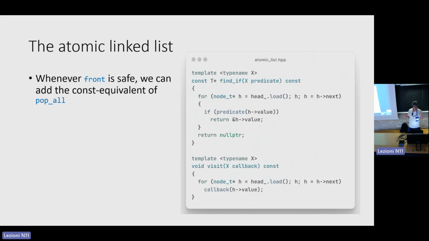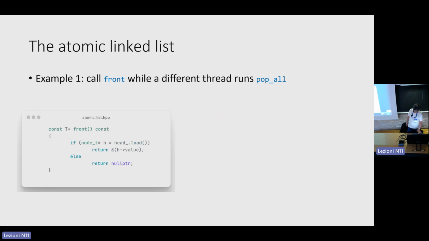Side note, whenever you think you can add front, you can add also find if and visit. Basically, they iterate over the list. Find if stops at the first, and visit loops on everything. They have the same degree of safety as front. We will see they will be useful later. But let's see the pessimistic part first.